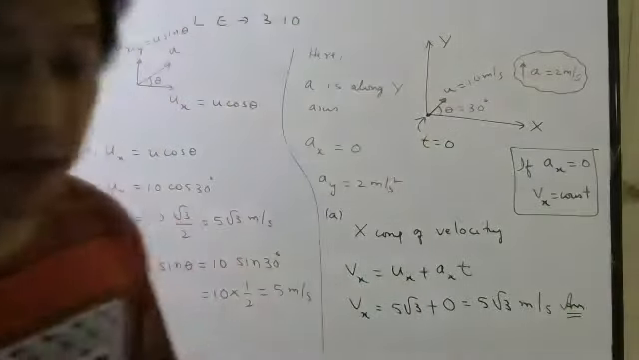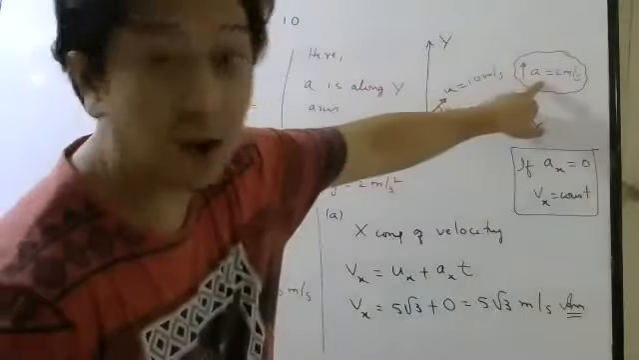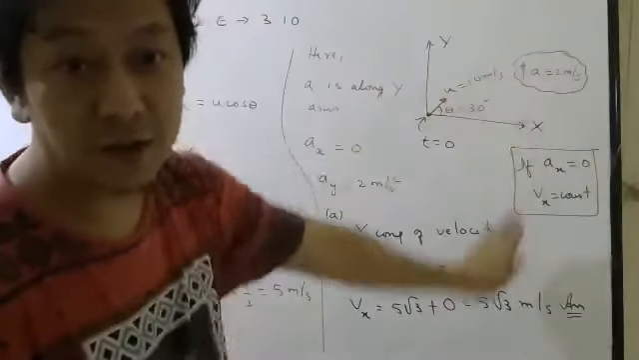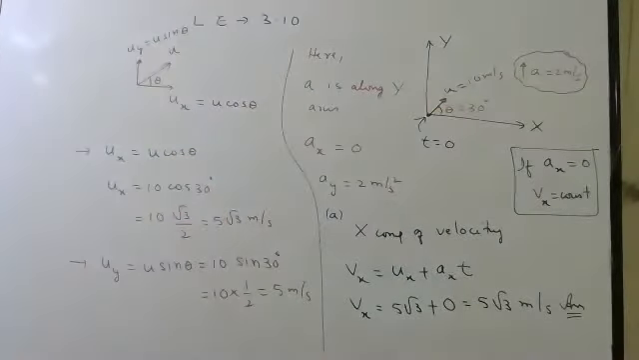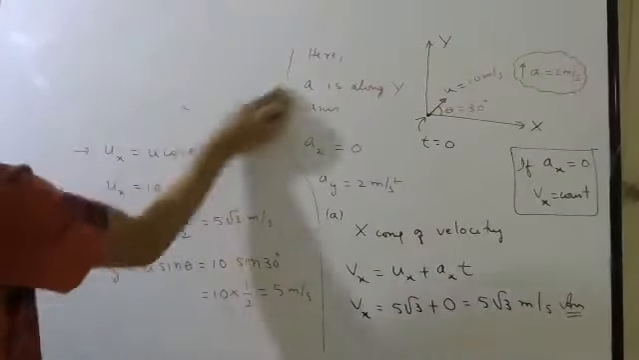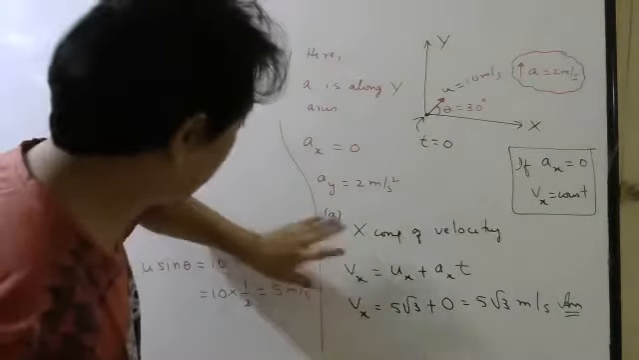So this is the first answer. And you know the reason why I use this equation, because acceleration is given constant. Direction is also constant. Magnitude is also constant. This is the first part of the first question.